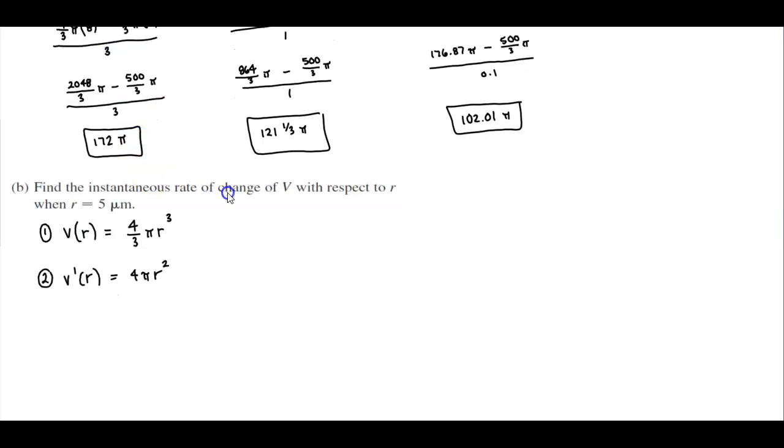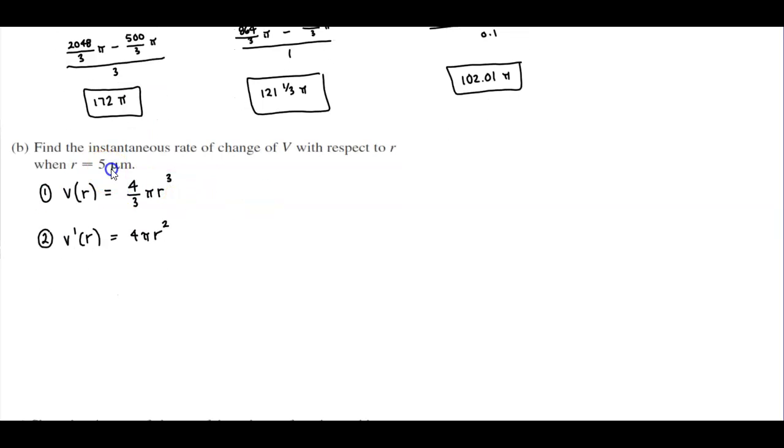Okay, now we want to find the instantaneous rate of change when R is equal to 5 micrometers. So we want to find V prime of 5. We're going to plug it in for R. So 4 pi times 5 squared is then going to give us 100 pi, and that's micrometers cubed per micrometer.